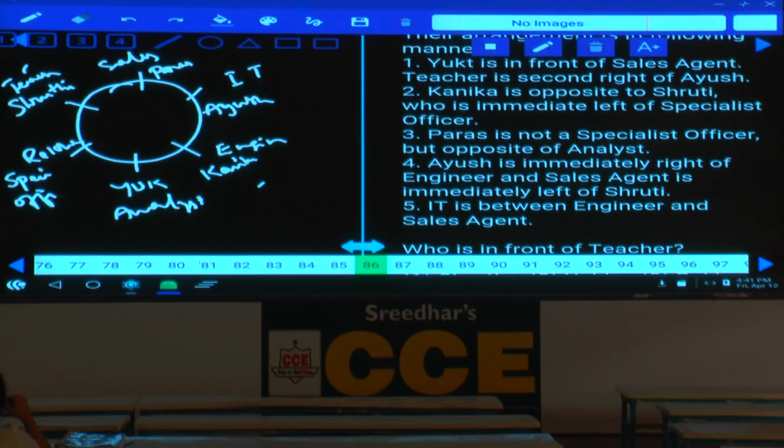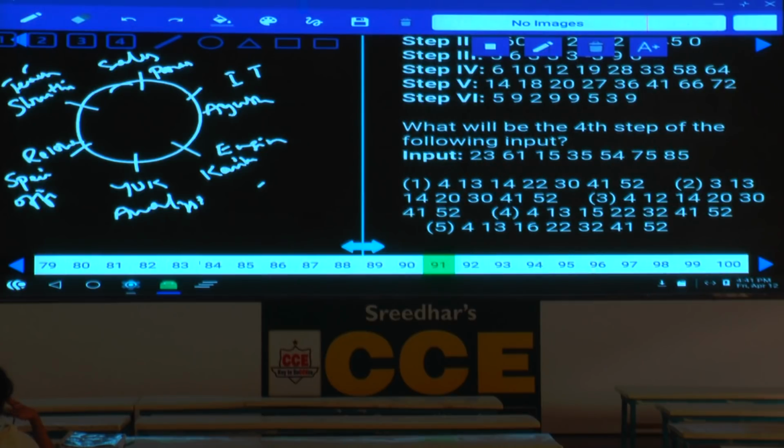Question numbers 86 to 90. Then after this, question numbers 91 to 95. Now, for question numbers 91 to 95, first write down this arrangement, then let us discuss this 91 to 95.